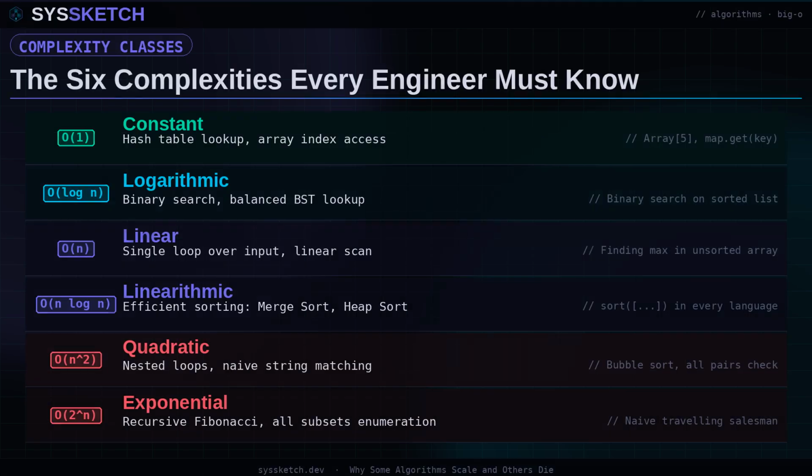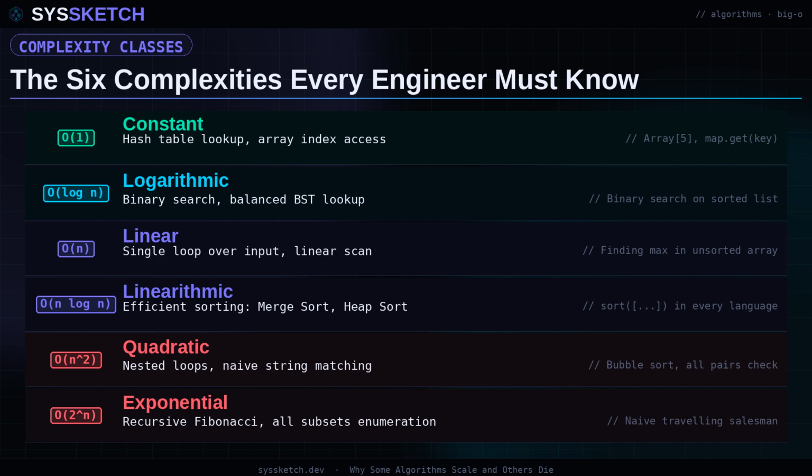First is O of 1, constant time. This is the gold standard. Hash table lookups, array index access, retrieving from a cache. The cost is the same whether your dataset has 10 items or 10 billion. Second is O of log n, logarithmic. Binary search is the canonical example. Every step halves the remaining search space. 1 million items takes about 20 steps, 1 billion items takes about 30. The growth is so slow it is nearly invisible.